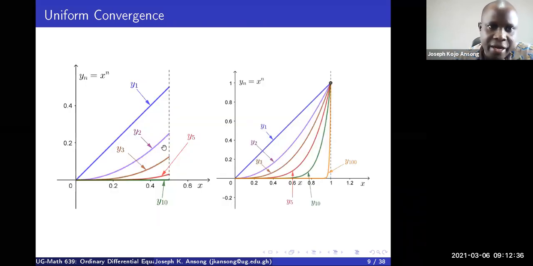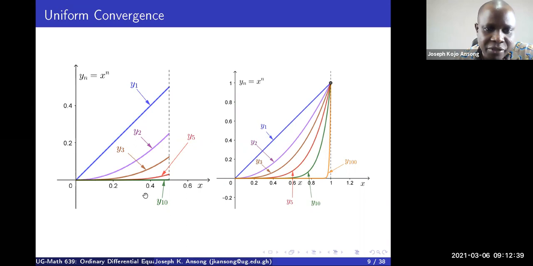Okay, so this is the case, the interval from 0 to 1/2. When n is 1, this is a function. When n is 1, you just have this linear graph.